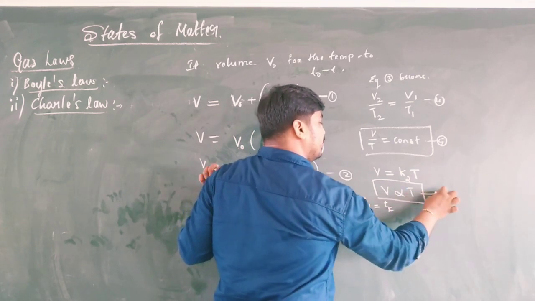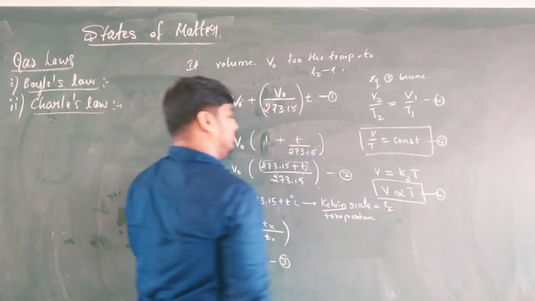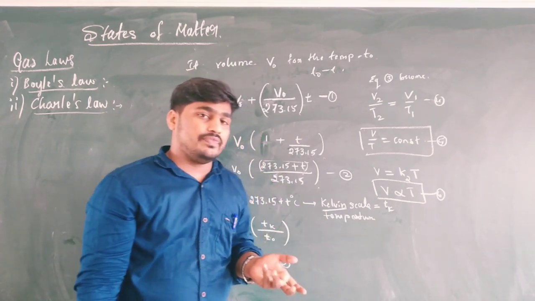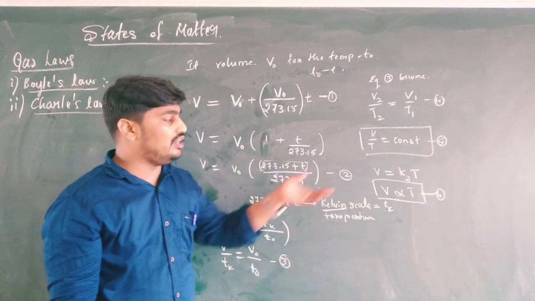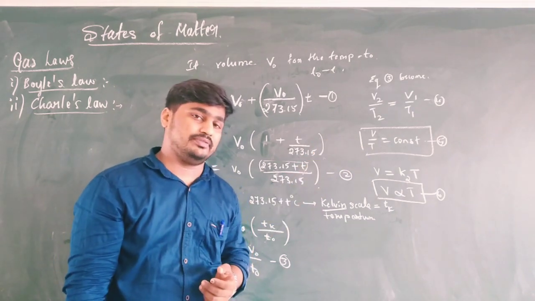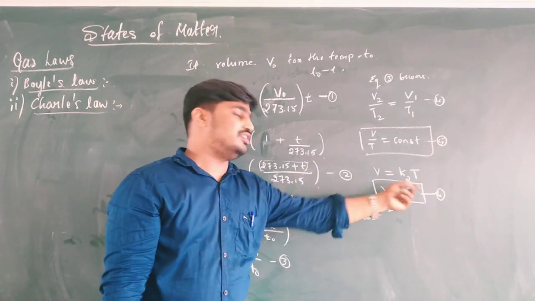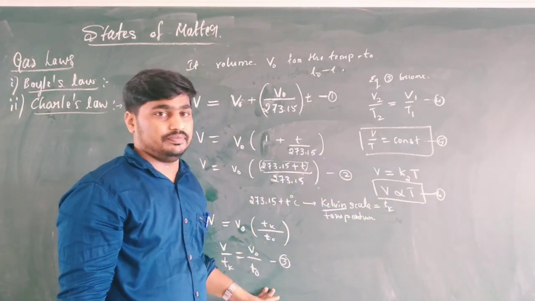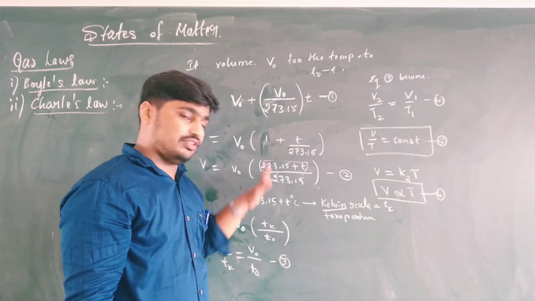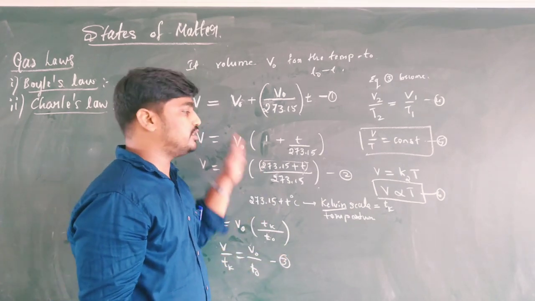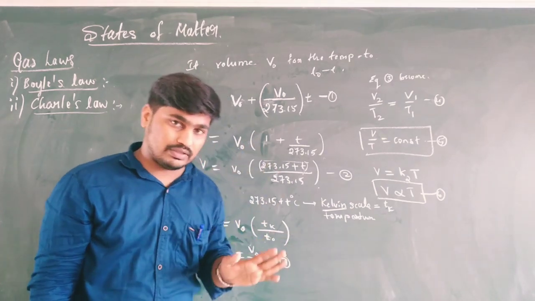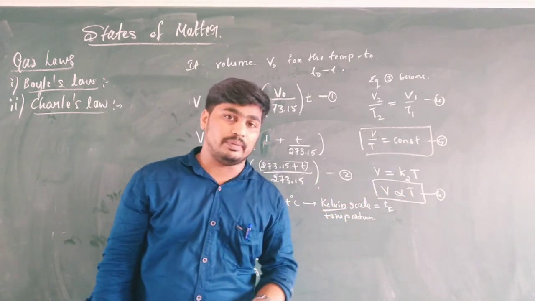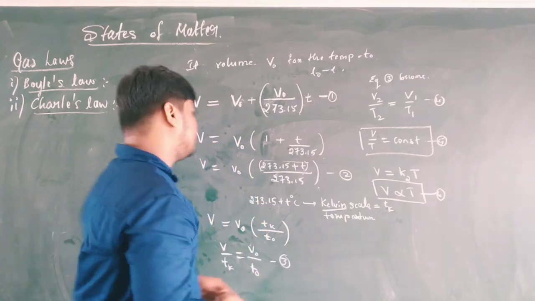V is directly proportional to T. What is the meaning of V is directly proportional to T? V varies directly with the temperature. What is V? Volume. What is T? Temperature. What are the things kept constant? Here pressure is kept constant, correct? According to the statement, pressure is kept constant, and the amount of gas is constant. How does volume vary with temperature? Volume varies directly with temperature. Now what is the statement of Charles's law?